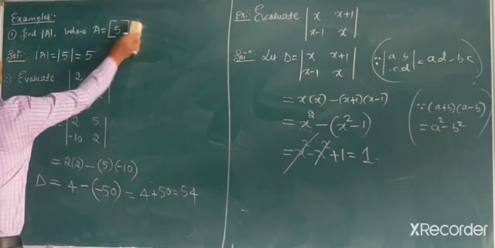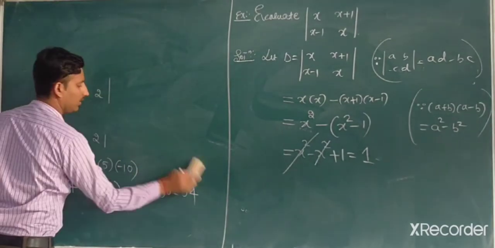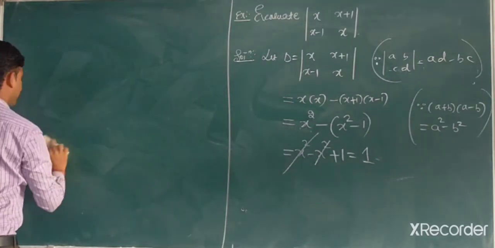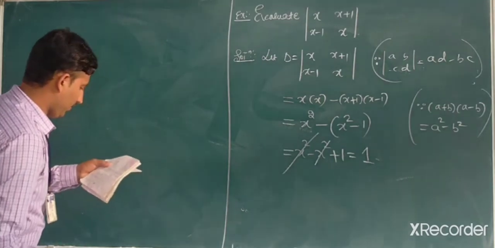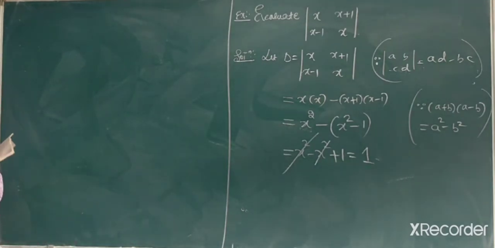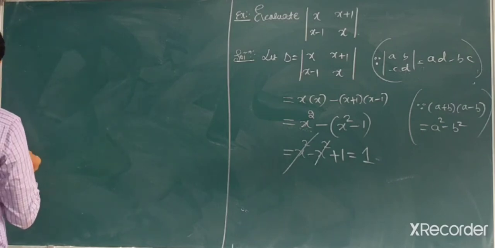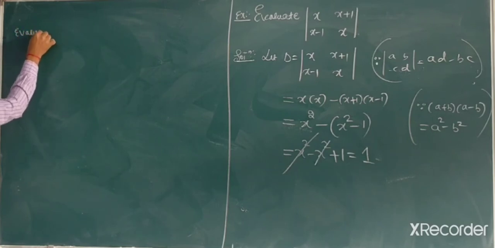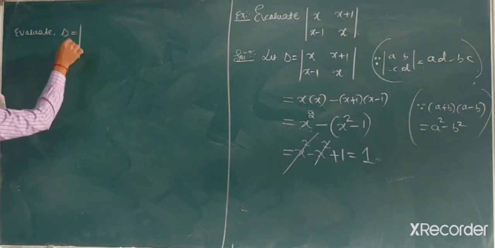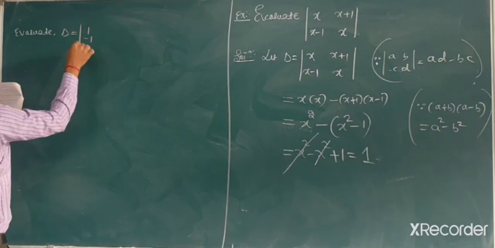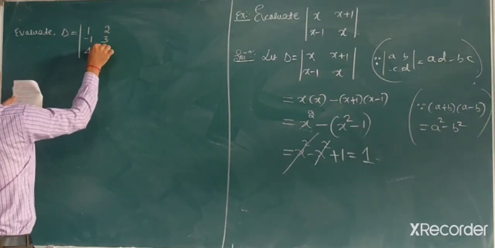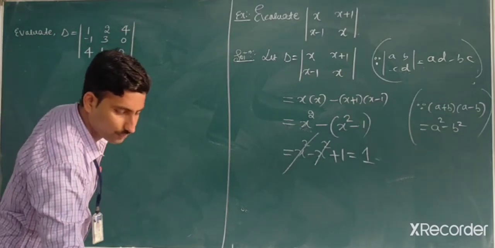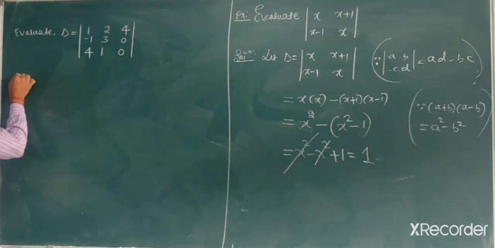We move towards one more. I will take a 3 cross 3 determinant. Evaluate delta, which is equal to the determinant with rows 1, minus 1, 4; 2, 3, 1; 4, 0, 0. Solution.